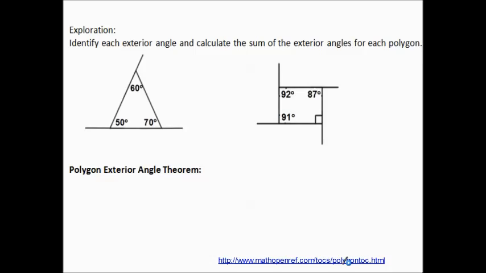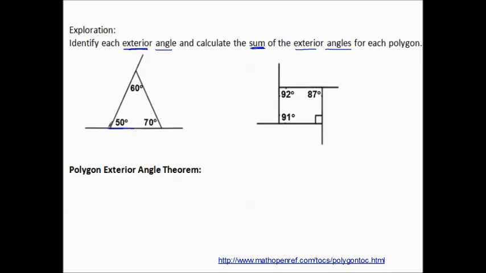We're discussing exterior angles and working with exterior angles. Identify each exterior angle and calculate the sum of the exterior angles for each polygon. We have a triangle, and for you, I've already drawn the exterior angle.